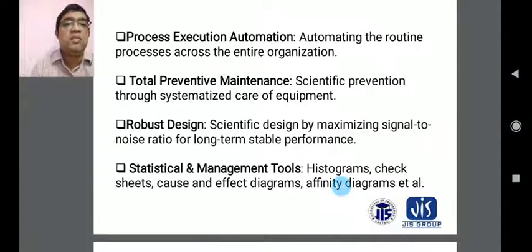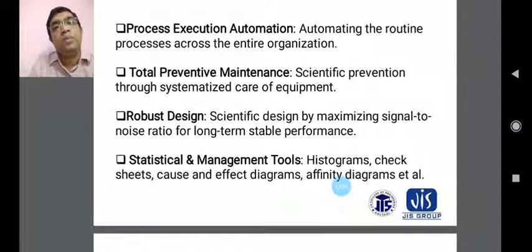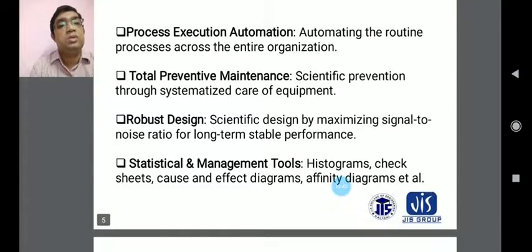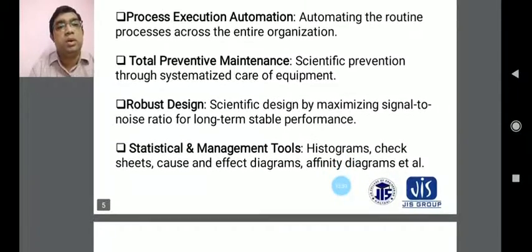And there is the cause and effect diagram, which comes from the Ishikawa diagram, the fishbone diagram. It shows which are the causes and which are the effects, which types of defects will occur and how defects arise during the process. Then you have to act according to the cause and effect diagrams. Affinity diagrams will also be considered among the statistical management tools.